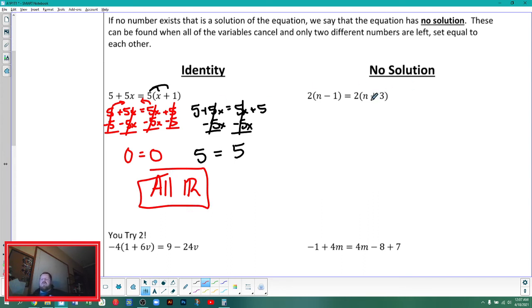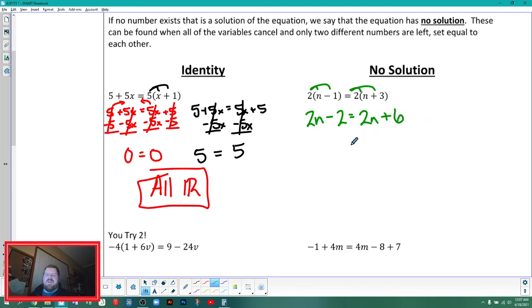Okay, on the other one, it's titled no solution, so we probably know something weird's going to happen. Let's go ahead and take a look. Let's distribute first. We need to do that on both sides. 2 times n is 2n. 2 times negative 1 is negative 2. 2 times n is 2n. And 2 times 3 is 6.